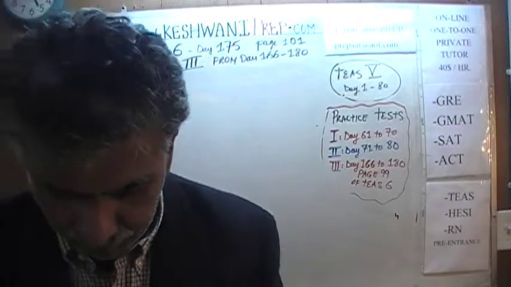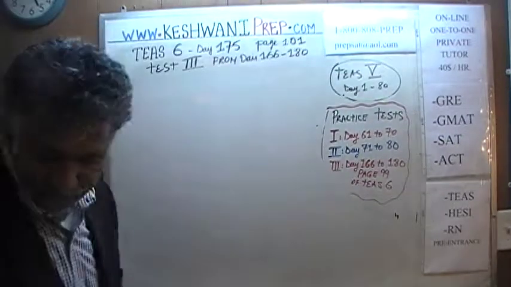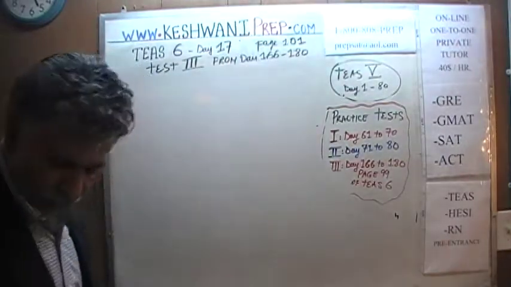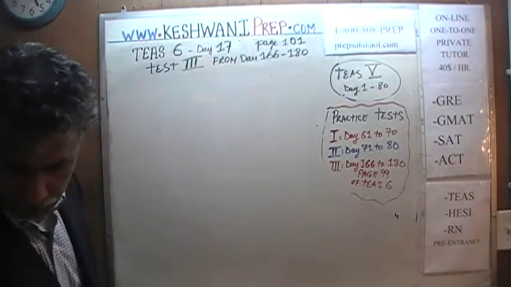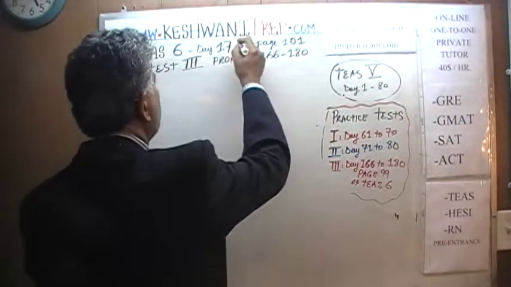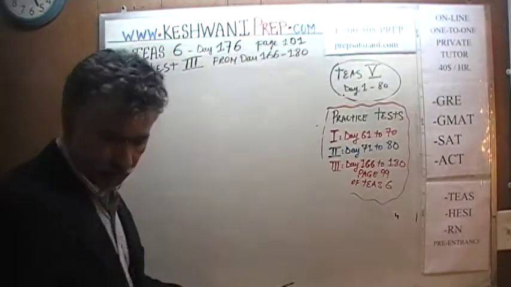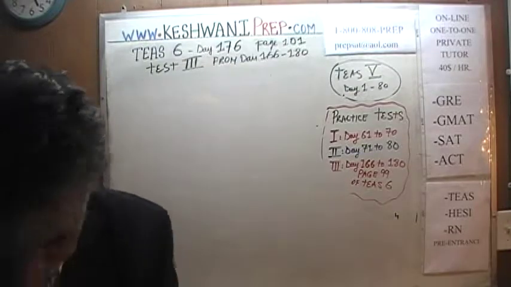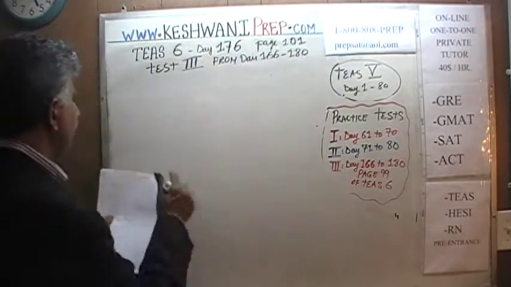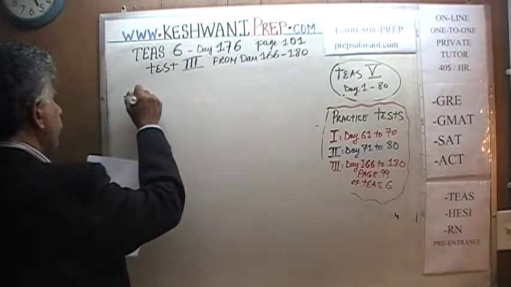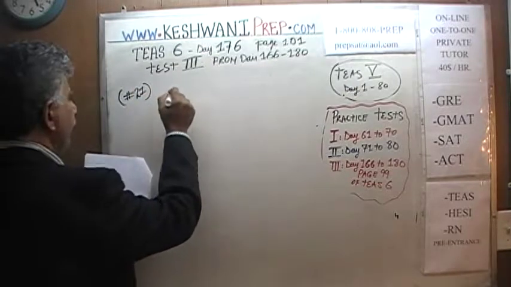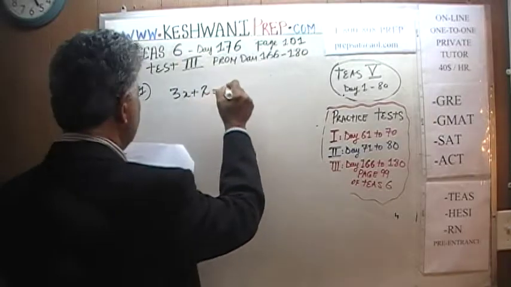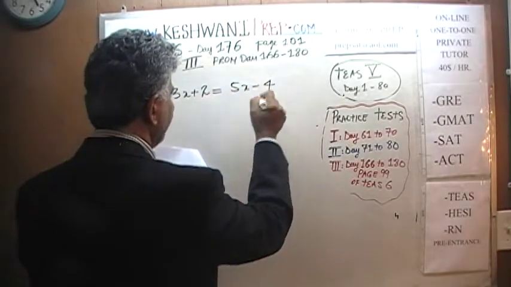Today is our lesson number 176, on page number 101, and we're going to solve problems 21 and 22. They are very simple, very straightforward problems. In number 21, we have 3x plus 2 equals 5x minus 4.